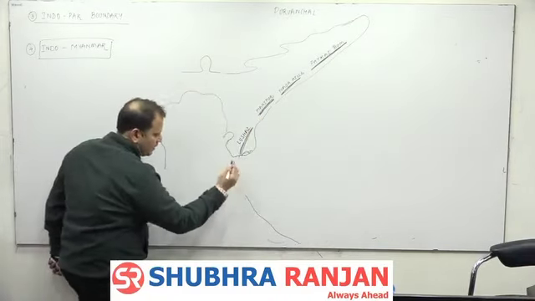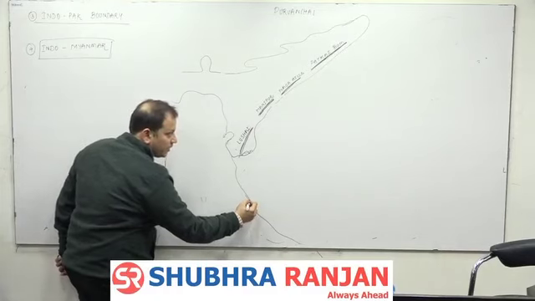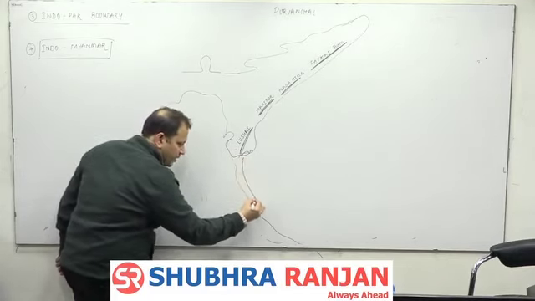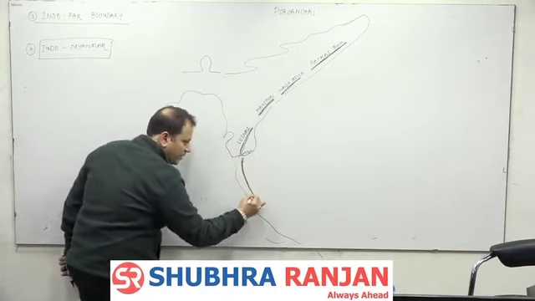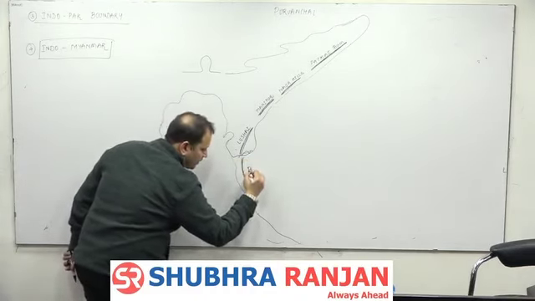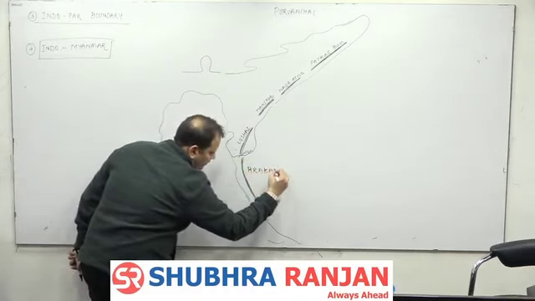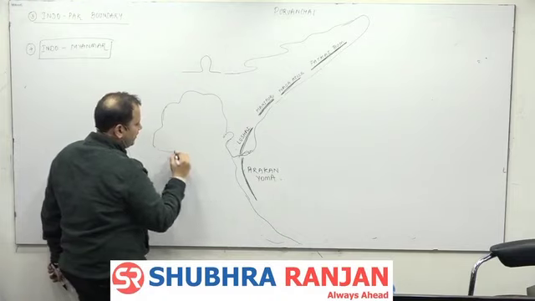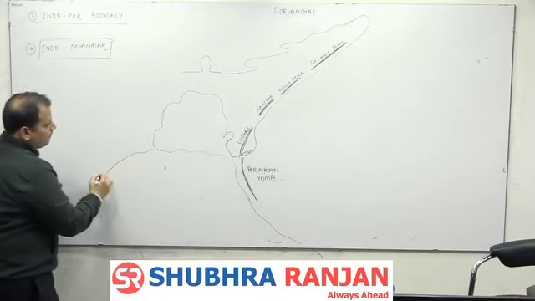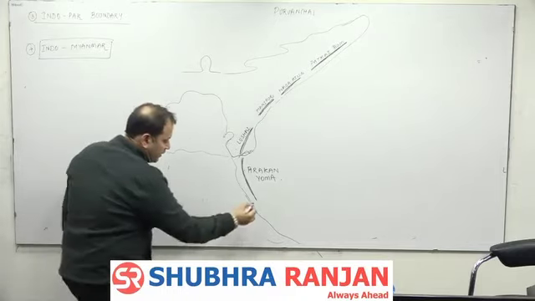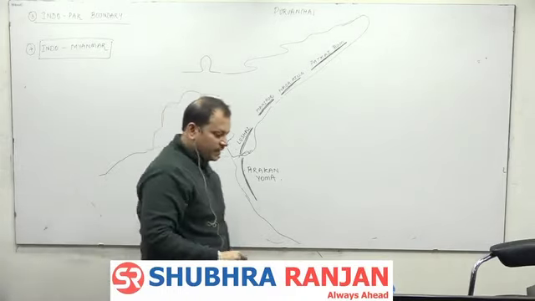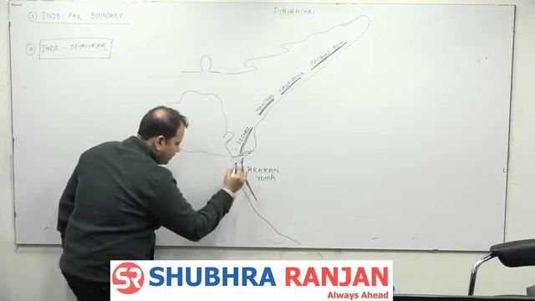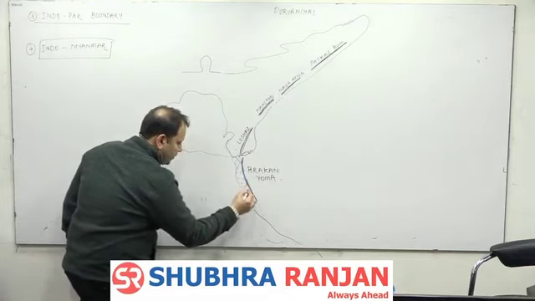And Lushai Hills. Don't draw anything, Abhi. They continue into Myanmar as Arakan Yoma, which further continues as Andaman and Nicobar Islands. Now you can draw this diagram.